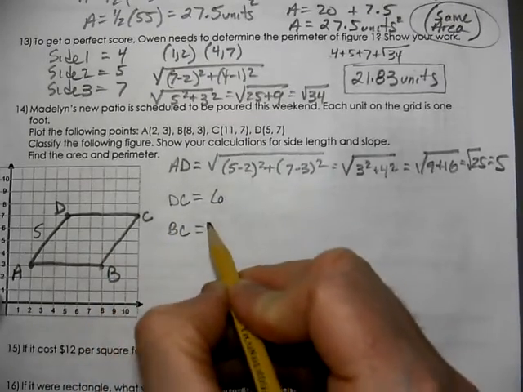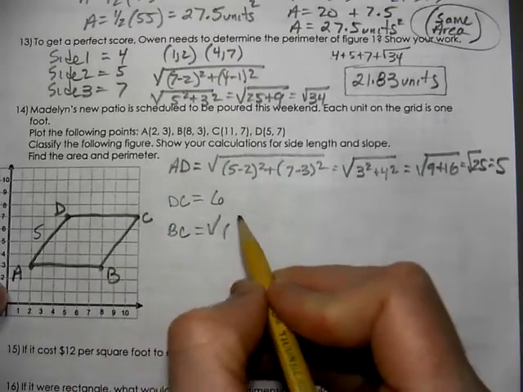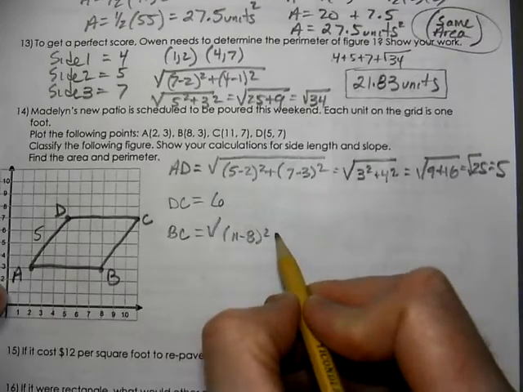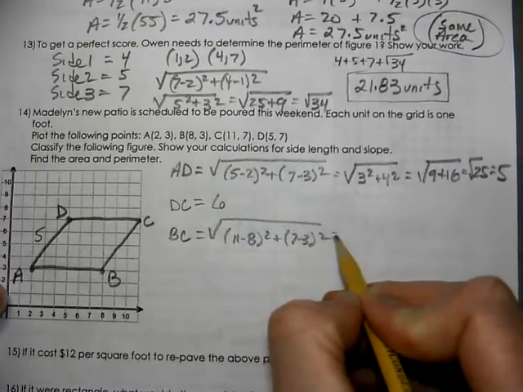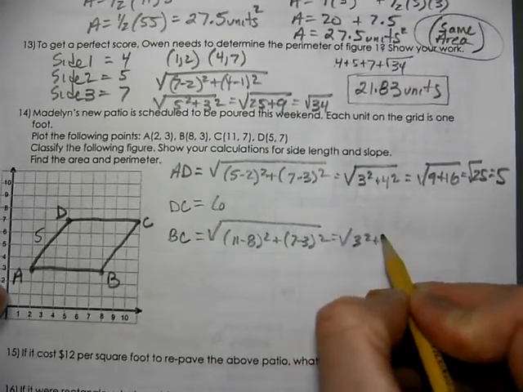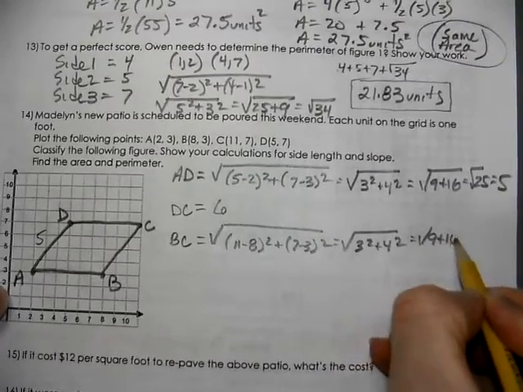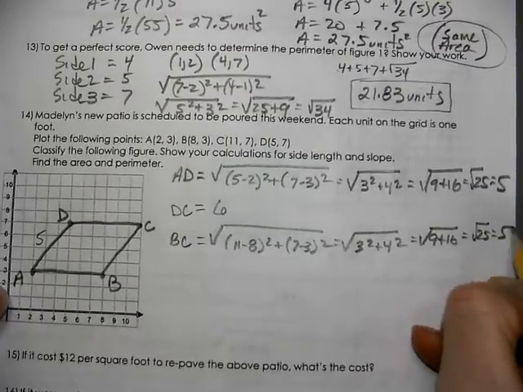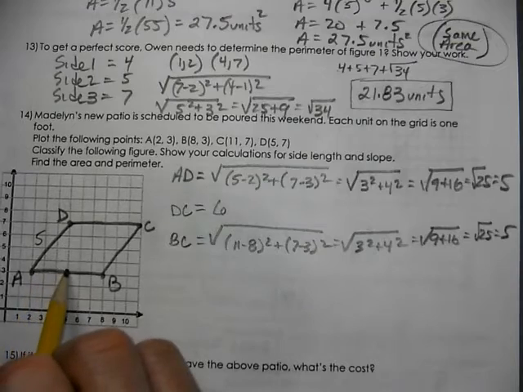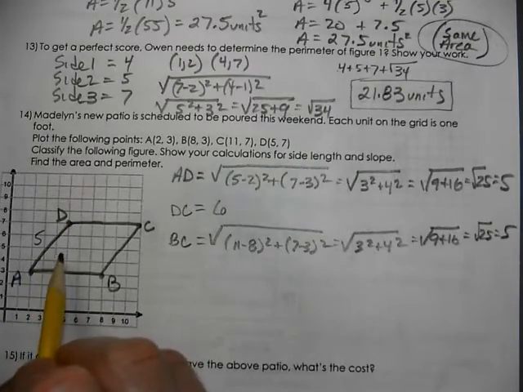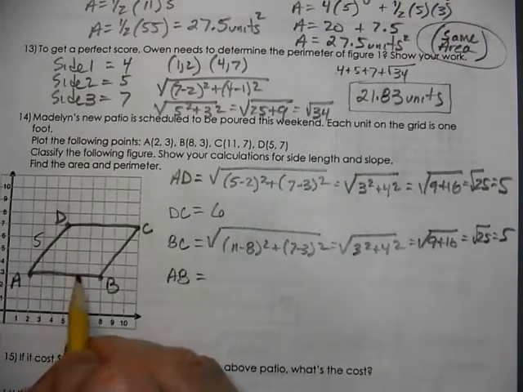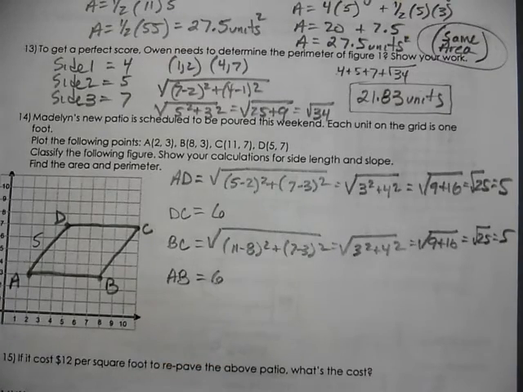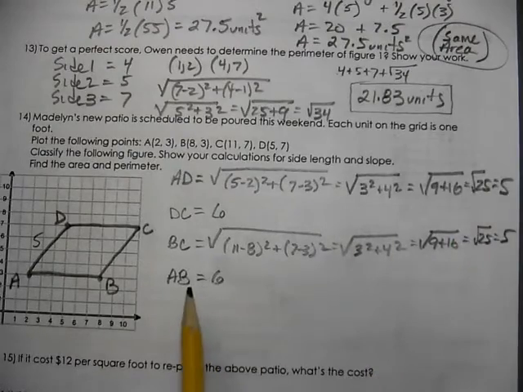BC, I have a suspicion I know what the measurement is, but 11 minus 8 and 7 minus 3. So 3 squared and 4 squared, that gives us the same values we had before. We got 5. So that makes this a 3, 4, 5 triangle. That's a Pythagorean triple. Then our last side was AB, and AB was 6. So far we have opposite sides congruent. So we're not looking at a rhombus, we're not looking at a square because all the sides aren't the same.